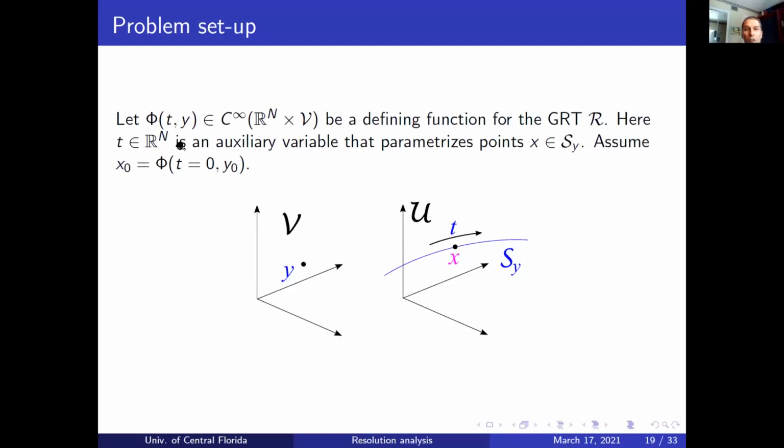Okay, this is how we parameterize these manifolds. Using a defining function, capital Phi, it has two parameters. y is the parameter that determines the manifold itself, and then t is the capital N-dimensional vector that parameterizes points on the manifold. And then we assume that when t equals 0 and y equals y naught, then Phi equals x naught.